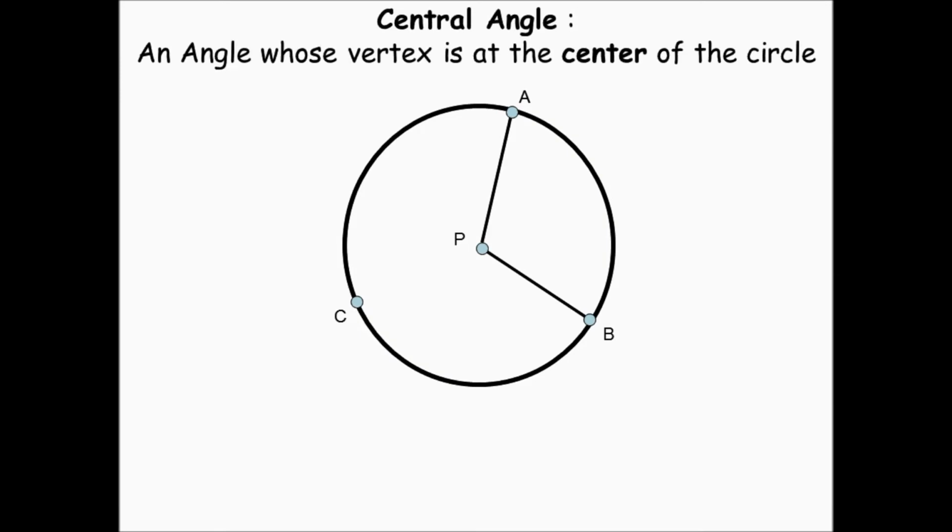A central angle is an angle whose vertex is at the center of the circle. Angle APB is a central angle. This angle can also be named BPA.